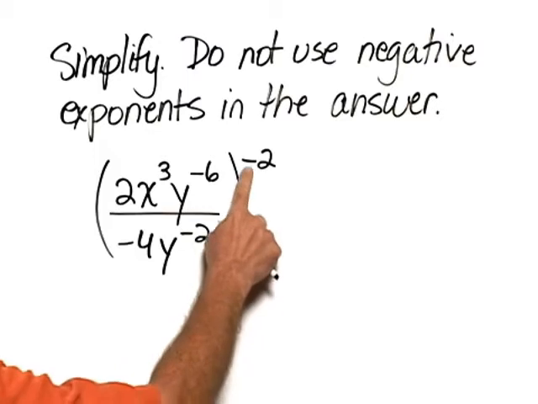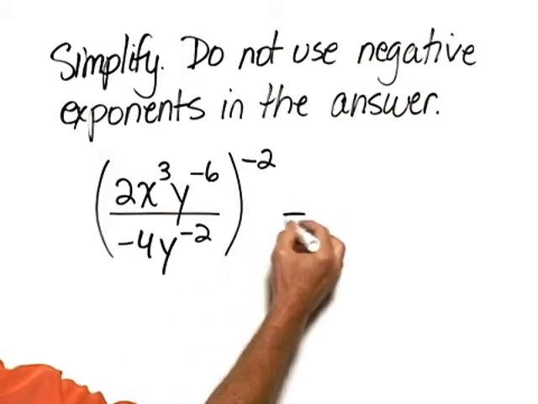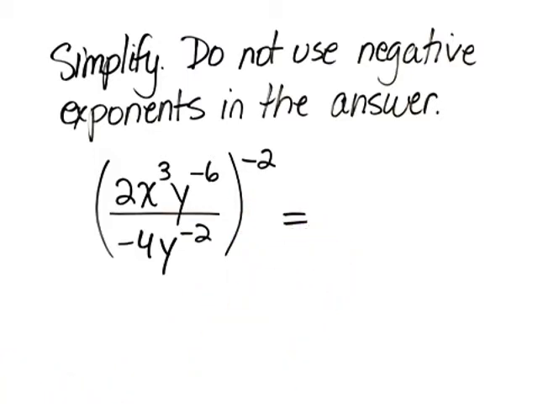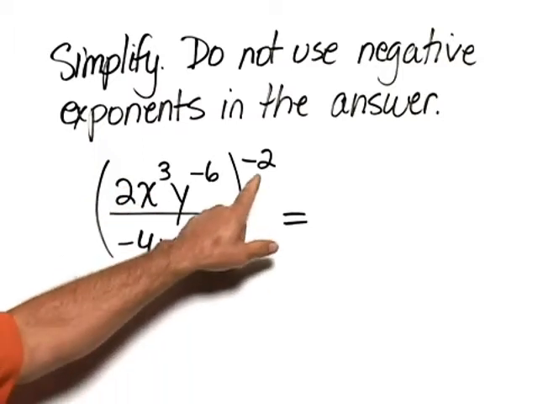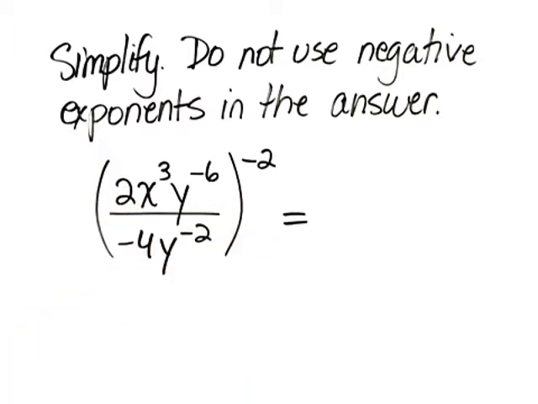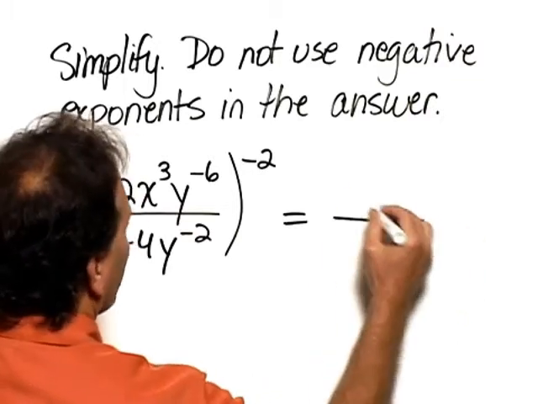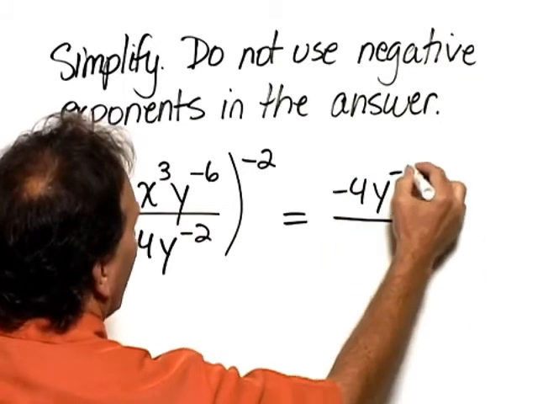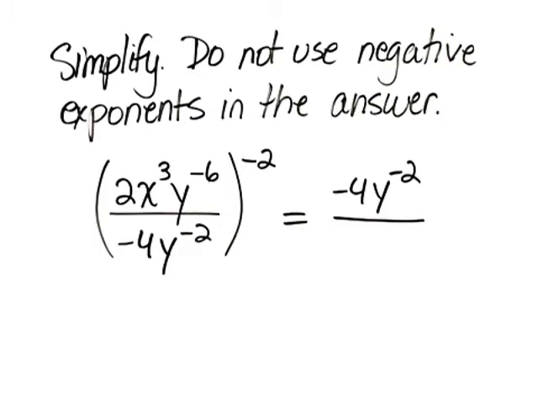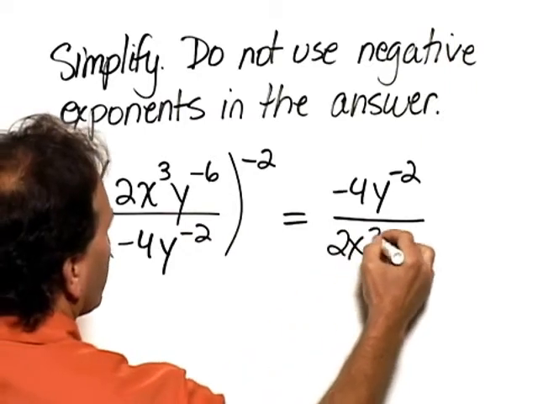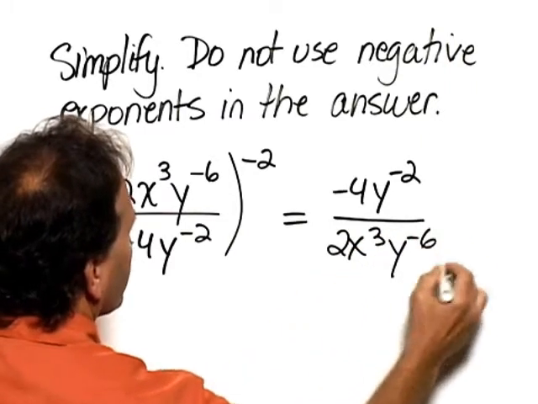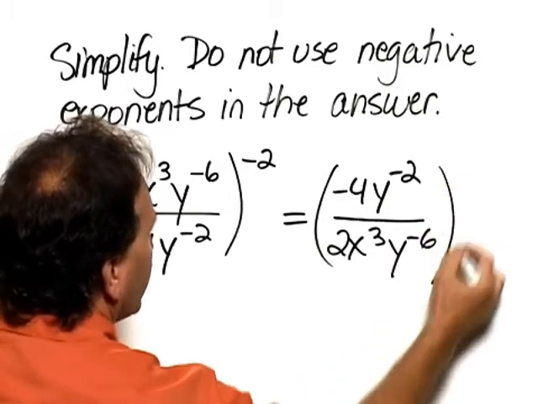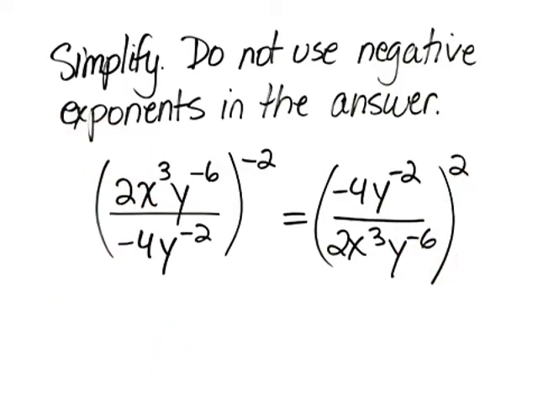Let's deal with this negative exponent first. The rule of exponents tells us that if we have a quotient raised to the negative power, we can take the reciprocal of the quotient. So let's start with that: negative 4y to the negative 2 over 2x cubed y to the negative 6, and raise it to the positive exponent, in this case, squared.